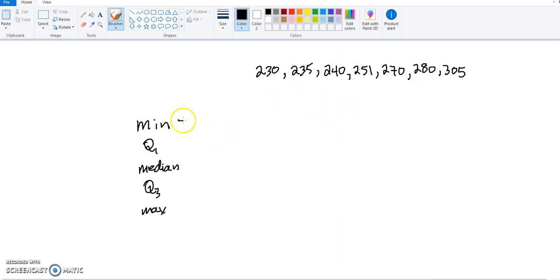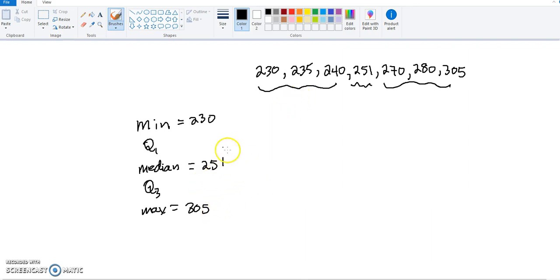The minimum and the maximum are pretty easy, 230, and the maximum is 305. Again, the median is just that middle number, 251. And then 251 divides the sorted data into the small 3 numbers and the large 3 numbers. That's the exclusive option. You could also choose to include 251, in which case you'd be instead looking at the first set containing 4 numbers and the second set containing 4 numbers, with 251 being shared.